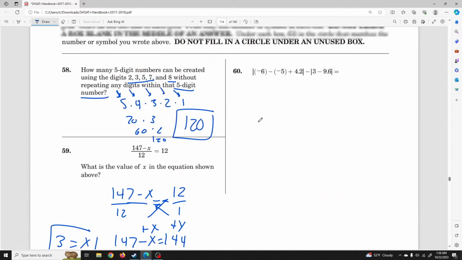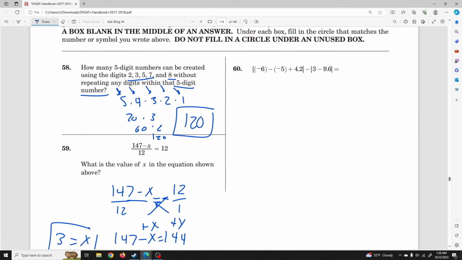Right? Moving on to 60. This is an absolute value problem, so the way we do these is we just solve what's in the absolute value first. So the absolute value of negative 6 minus negative 5 plus 4.2. Remember to go from left to right, so first we're going to find what negative 6 minus negative 5 is. Negative 6 minus negative 5 is negative 1, and negative 1 plus 4.2 is 3.2. Right, so we have the absolute value of 3.2 minus the absolute value of 3 minus 9.6.